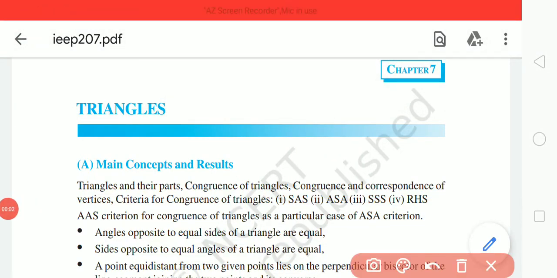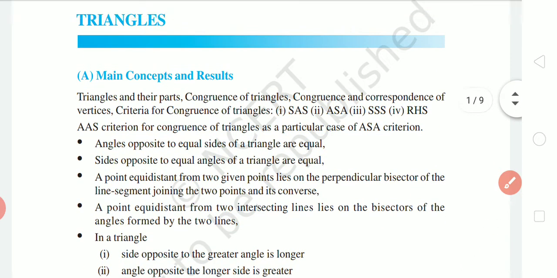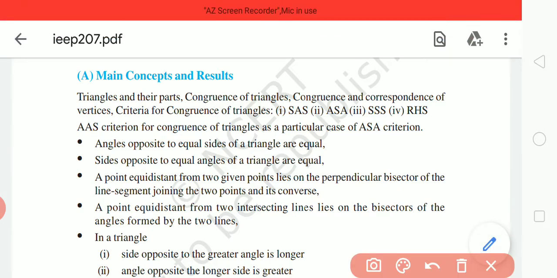Hello everyone. Today we are going to start the revision of the chapter Triangles from CBSE Exemplar. As you know, there are some criteria to show two triangles are congruent, that is SAS, two sides and the included angle; ASA, two angles and the included side; SSS, all the sides are equal; RHS, right angle, hypotenuse and a side. You are quite familiar with all these, right?